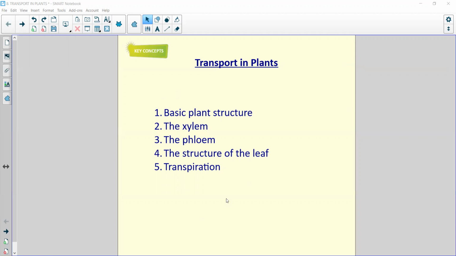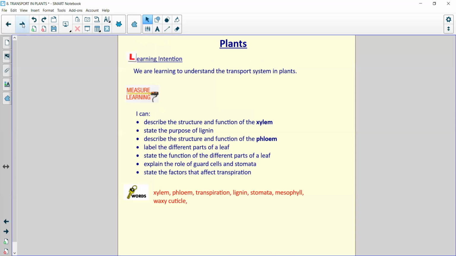So let's have a look at the transport systems in plants. We're going to try and cover the basic plant structure. We're going to look at a few specific transport systems called xylem and phloem. We're going to look at the structure of the leaf, and we're going to look at a process called transpiration. Okay.